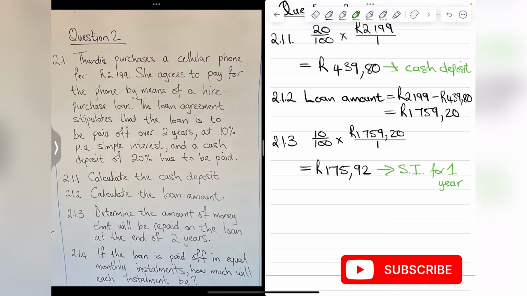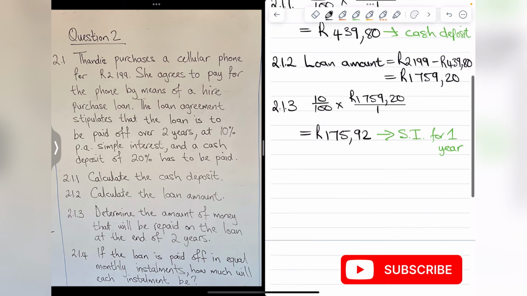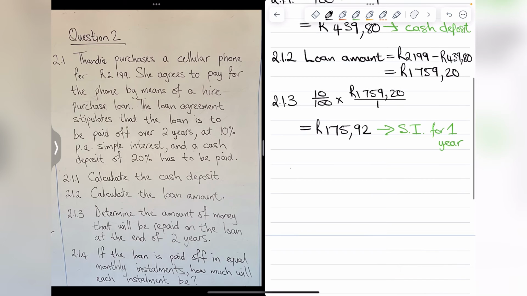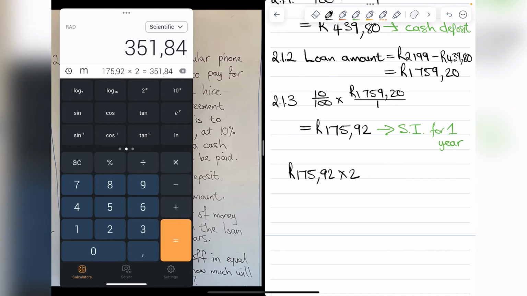But of course, I want to know what is the simple interest for 2 years, because that's the number of years that the loan is taken over. So I can take this 175 Rand 92 cents and multiply it by 2, and I get 351 Rand and 84 cents. And that will be my SI, simple interest for 2 years.